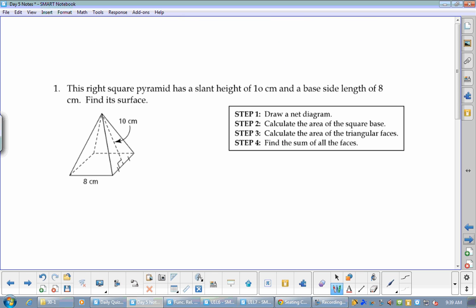So this right square pyramid has a slant height of 10 centimeters and a base side length of 8 centimeters. And look how nicely your diagram is already labeled. Step 1, draw a net diagram. What's a net diagram?